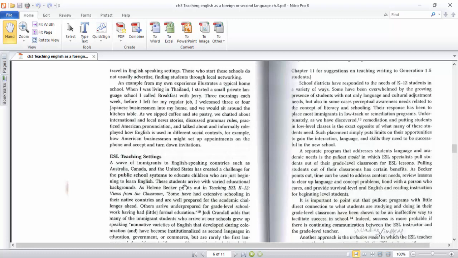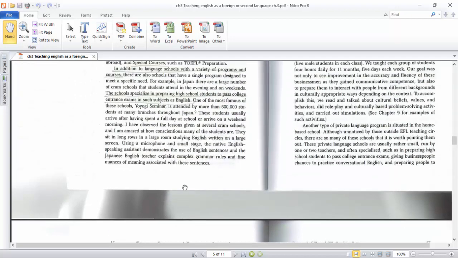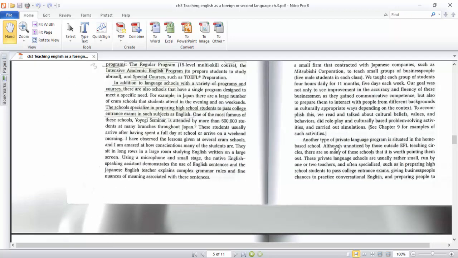In ESL teaching settings, we have also many types. Okay, before that, I go to the previous pages about another type of private language program. We have many types of programs. You should know the types here. That is home-based school. Such as preparing high school students to pass the college entrance exam, giving business people a chance to practice conversation in English.